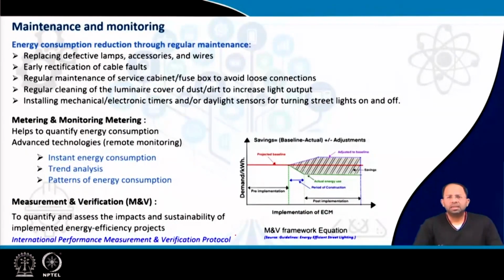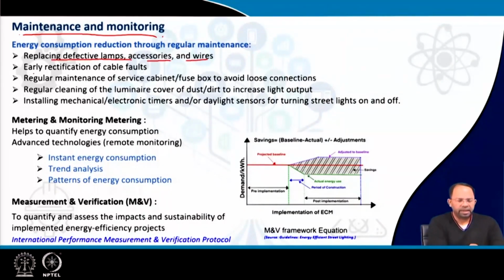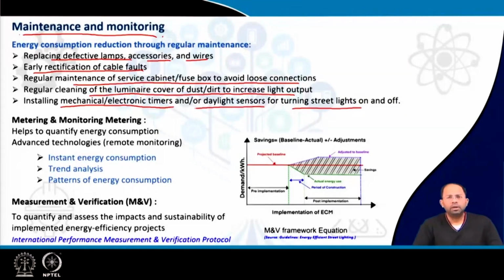So finally, the final part is maintenance and monitoring. Overall energy consumption can be reduced via regular maintenance, and here we can replace defective lamps, accessories and wires at certain intervals. We can do early rectification of cable faults, regular maintenance of service cabinet and fuse box to avoid loose connections, and regular cleaning of luminaire cover for dust and dirt to increase the light output so that the overall lighting system is fine. We can also install mechanical or electronic timers or daylight sensors for turning street lights on and off. Instead of using manual input, we use this automatic system so that it becomes much more efficient.